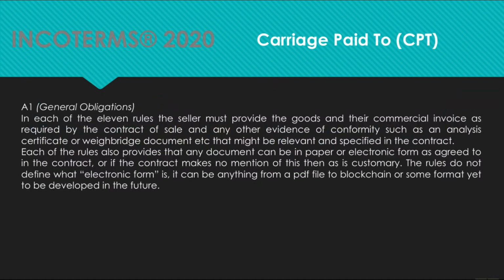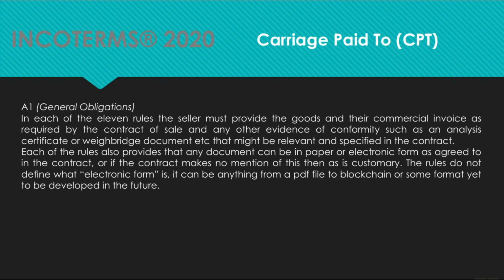A1. General obligations. In each of the 11 rules, the seller must provide the goods and their commercial invoice as required by the contract of sale and any other evidence of conformity, such as an analysis certificate or weighbridge document, etc., that might be relevant and specified in the contract.